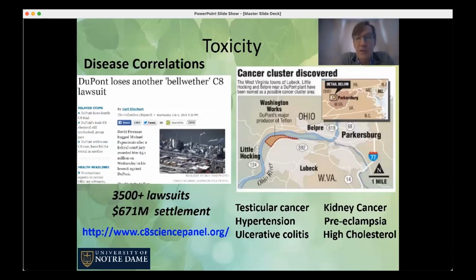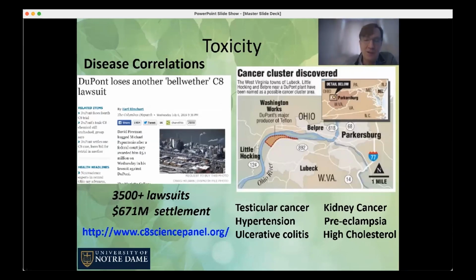Everybody knows the C8 study because it was so famous. There's a movie about it. But it's this cancer cluster, and there are 6 diseases that are known to be correlated with exposure to C8, which is one particular type of PFAS. And it led to the voluntary removal of PFOA and PFAS from use for manufacture in the United States. They're still used, but not manufactured in the United States any longer.